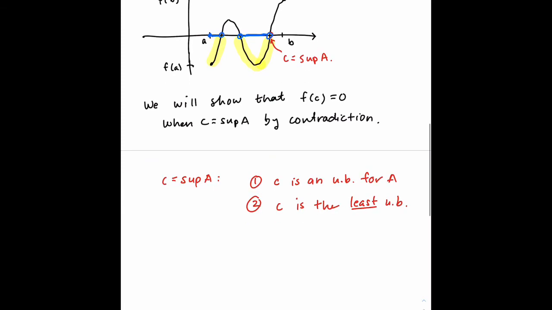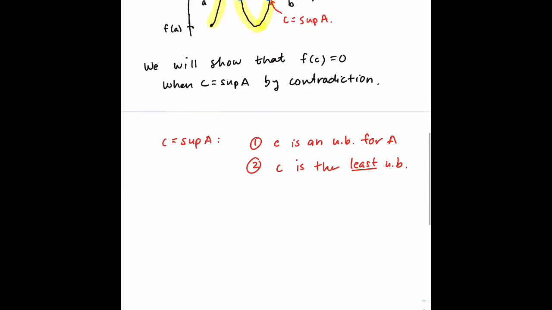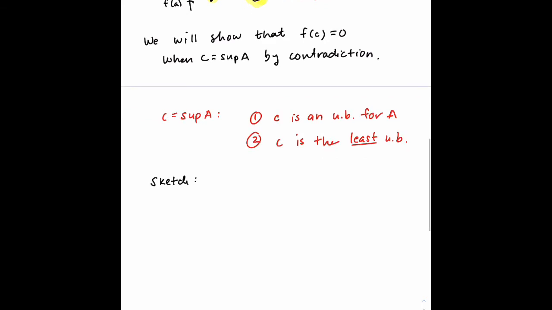And we're going to get a contradiction to that statement. So here is our sketch of our proof. So we're going to assume toward a contradiction that f of c is not equal to 0. That means that there are two cases. Either f of c is greater than 0 or f of c is less than 0.